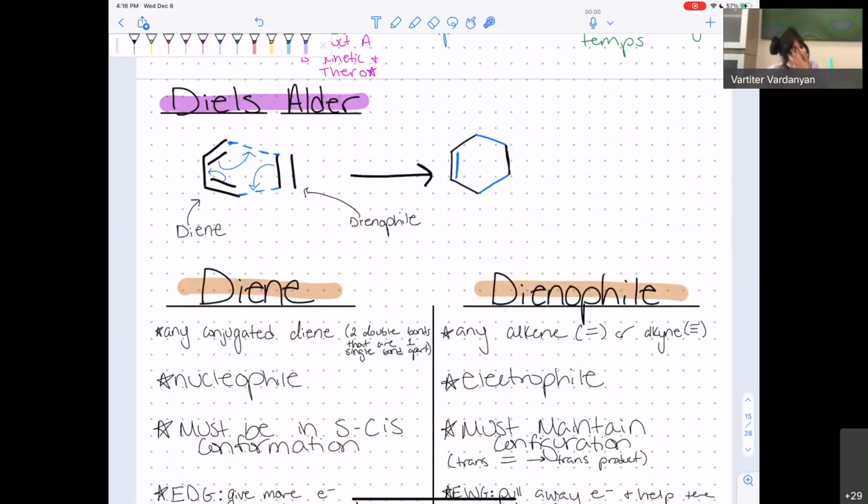Diels-Alder. This is another one where everyone is like, I remember negative information. And I'm like, that is so valid. So Diels-Alder is the one that looked super complicated, where everything was going around in a circle and we were making a ring.